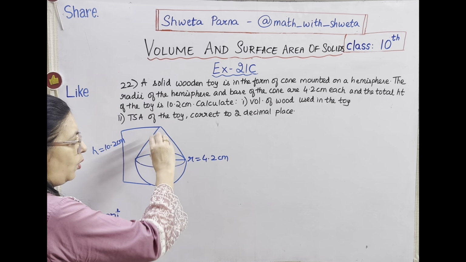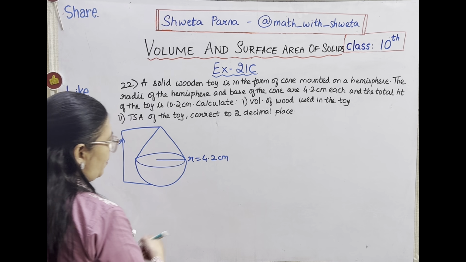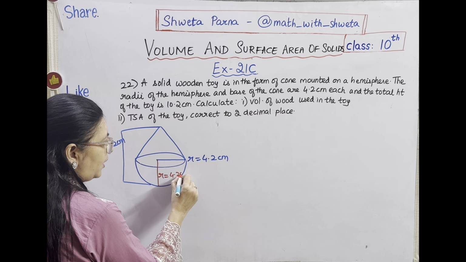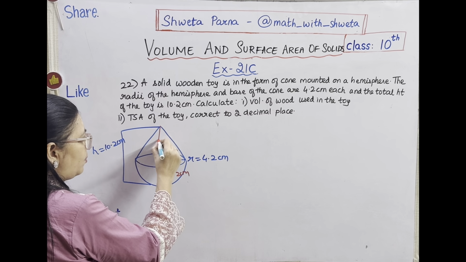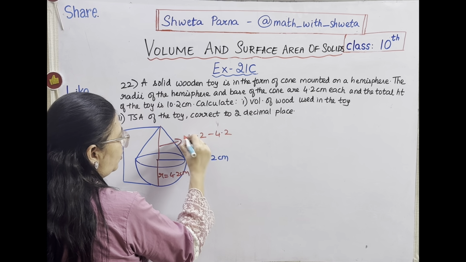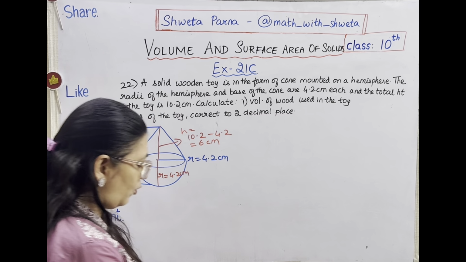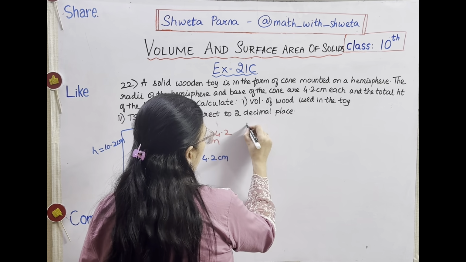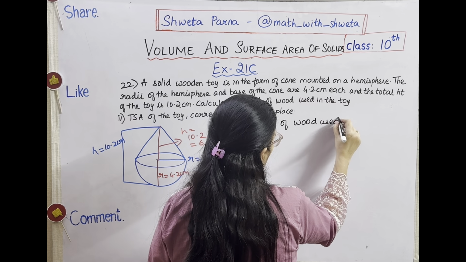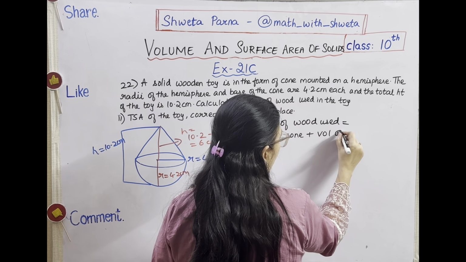So the volume of the cone plus the volume of the hemisphere will give you the volume of wood used. One thing you have to remember is this is the radius, even this is the radius. So the radius is 4.2 centimeter. If this is 4.2 centimeter, the height of the cone would be 10.2 minus 4.2, which is equal to 6 centimeter. Clear? Now let's find the volume of the wood used. Volume of wood used is equal to volume of cone plus volume of hemisphere.